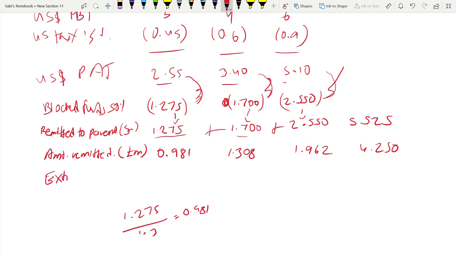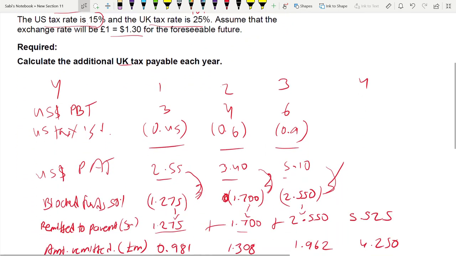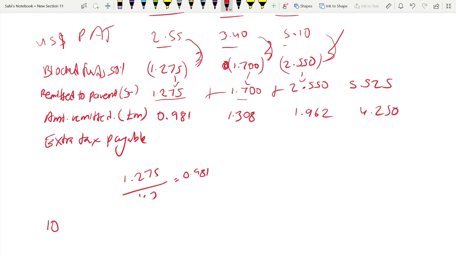Now, extra tax payable. What is extra tax payable? How do you get the extra tax payable? Remember, you have to pay extra tax of 10%, because 25 and 15 you are paying in US, so 10% only in UK. Out of that, only 50% you can remit. 50% of what? The US profit after tax. What is the US profit after tax? That is all this. I will highlight it for you. This.